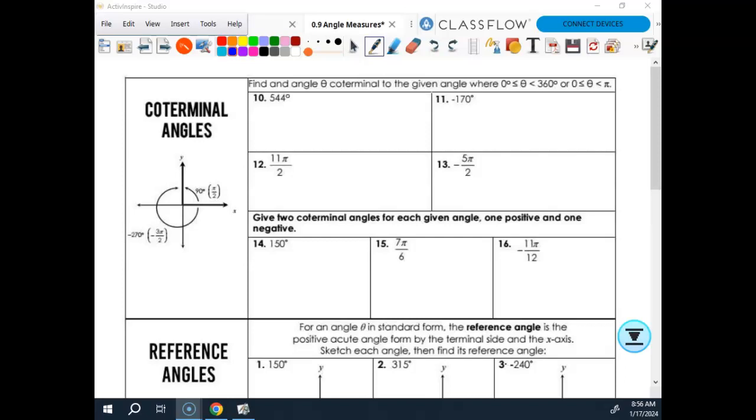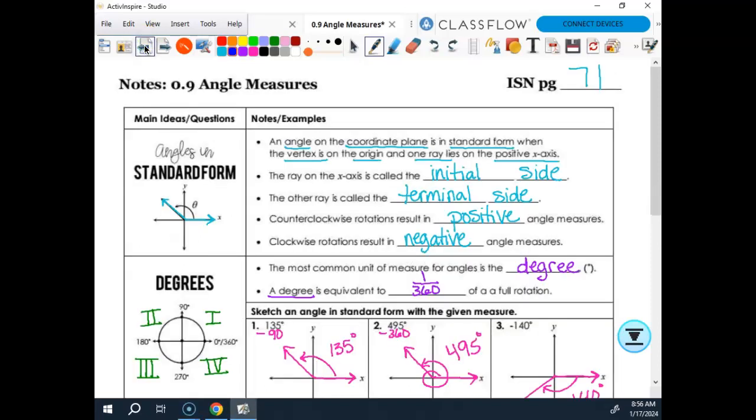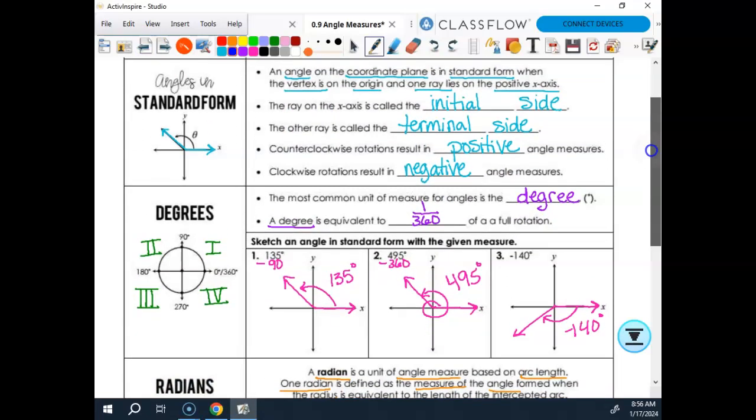Okay, so we are here, right? Everybody have their notes back out from Friday? Let's just do a quick recap of what we talked about, okay?